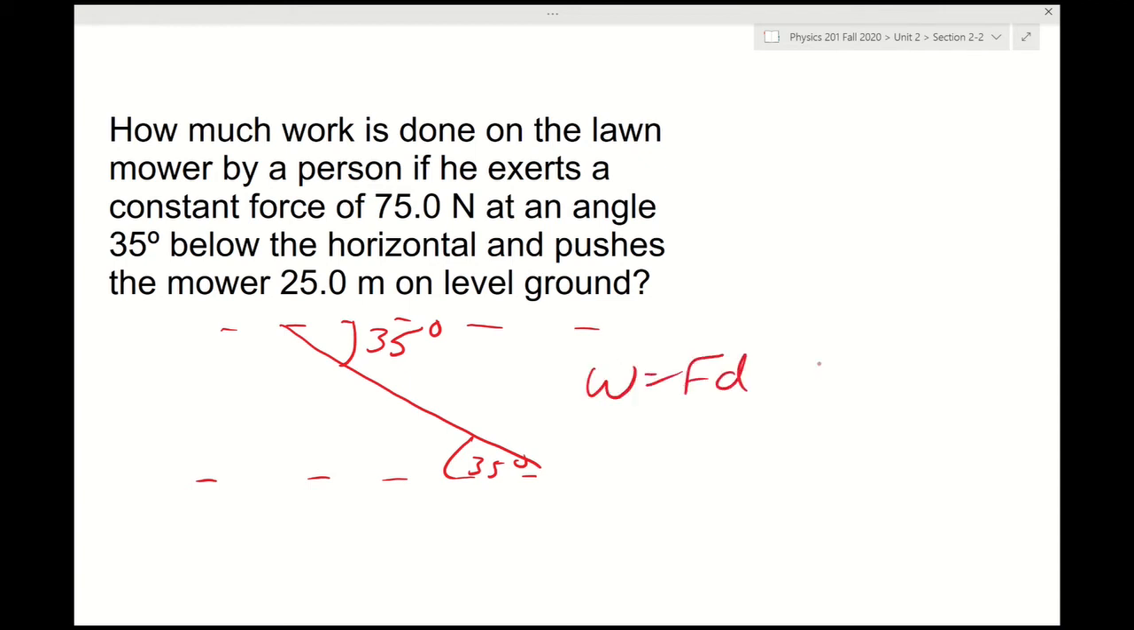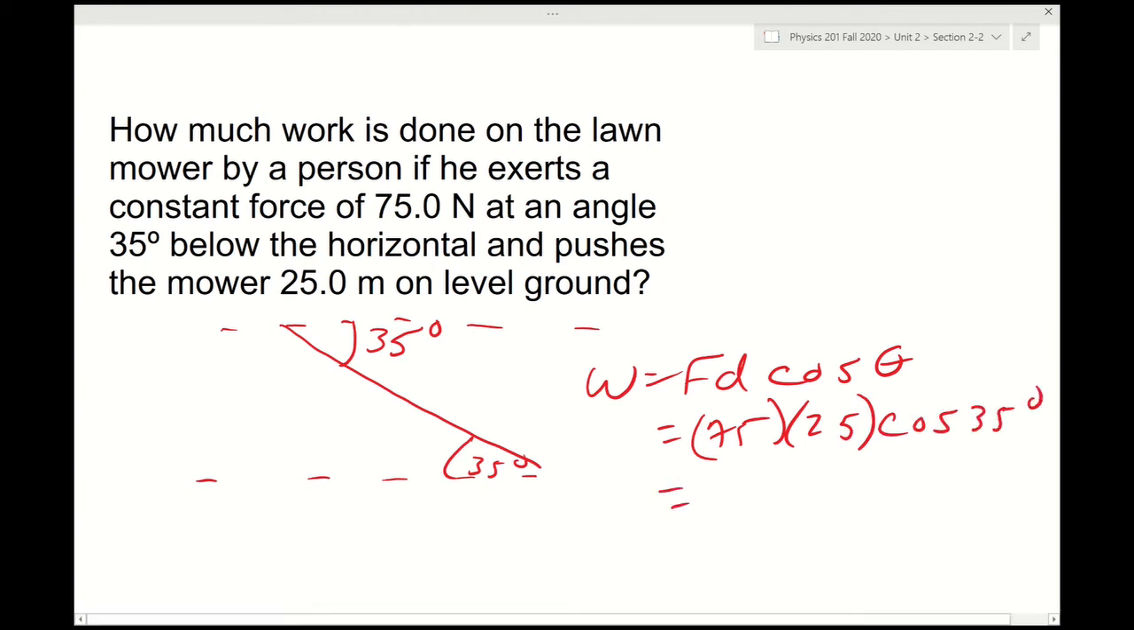Which gives us about 1,536 Newton meters. Now this unit, Newton meter, has a special name, and we call it a joule. The symbol is J. Sometimes I will write it as a script J.